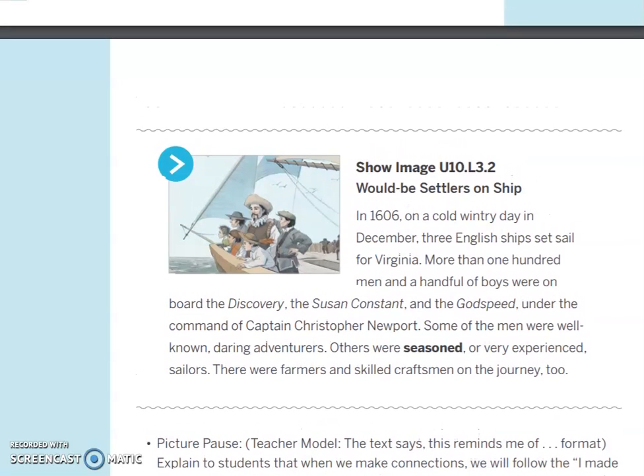In 1606, on a cold, wintry day in December, 3 English ships set sail for Virginia. More than 100 men and a handful of boys were on board the Discovery, the Susan Constant, and the Godspeed under the command of Captain Christopher Newport. Some of the men were well-known, daring adventurers. Others were seasoned or very experienced sailors. There were farmers and skilled craftsmen on the journey, too.